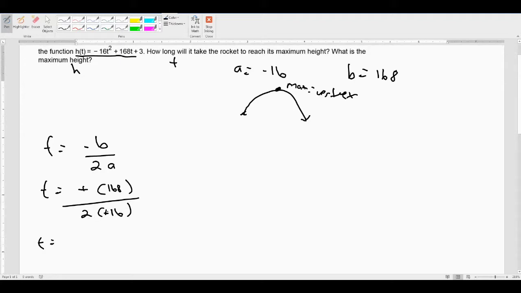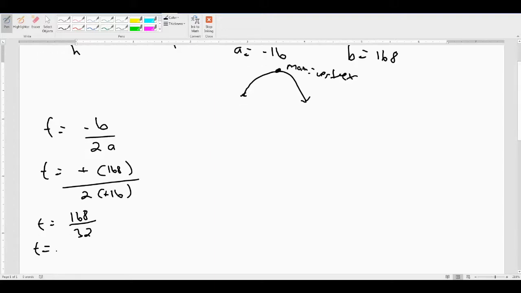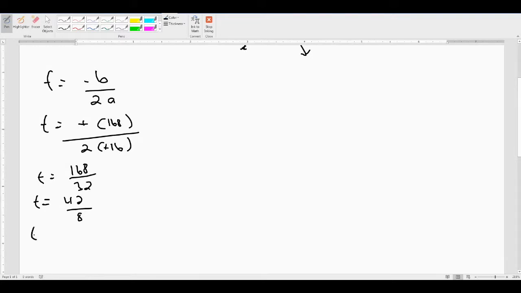Well, I'm going to do this by hand, even though you can type it in the calculator. I'll do that here in a second. 2 goes in 168. Well, that's just so bad. Let's just do this. 168 divided by 32, because 2 times 16 is 32. And that reduces. 4 goes in 168, 42, and 4 goes in 32, 8, and that reduces down further. So let's reduce it down further, 21 over 4, which is exactly 5.25. Not leaving anything out, showing you exactly what I'm doing.